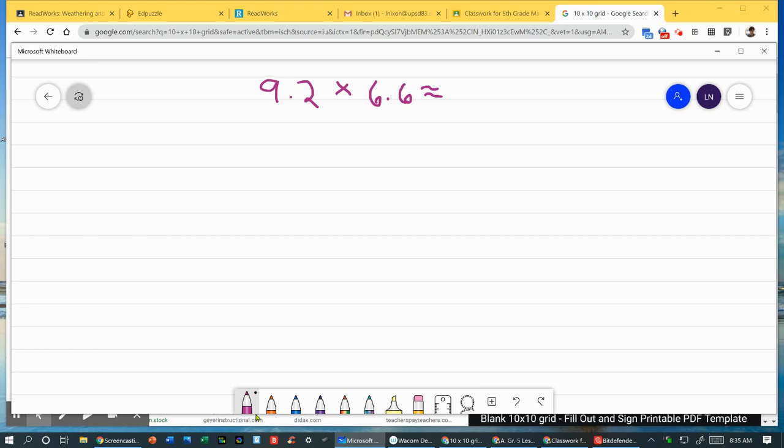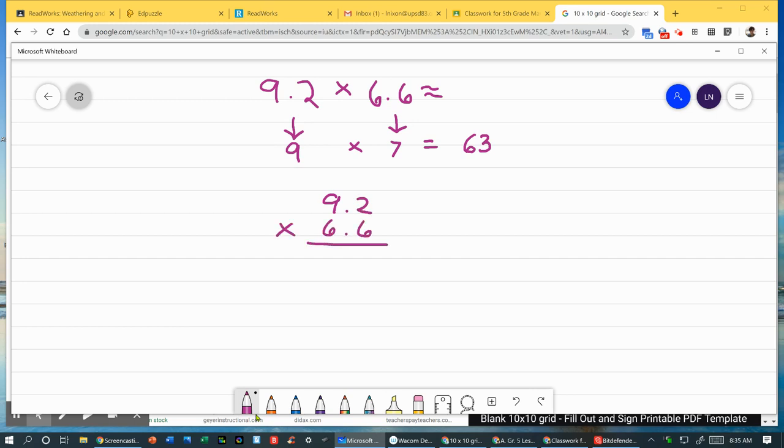Okay, so 9 and 2/10, that would round to 9. 6 and 6/10, that would round to 7. So I'm expecting my answer to be in the ballpark of 63. For the exact answer, 9 and 2/10 times 6 and 6/10.